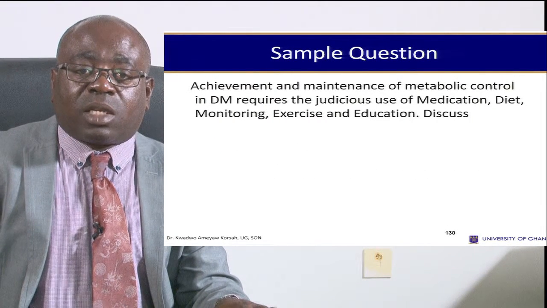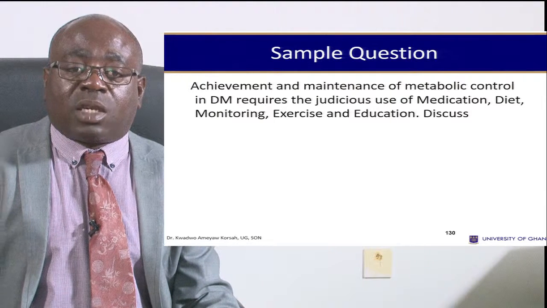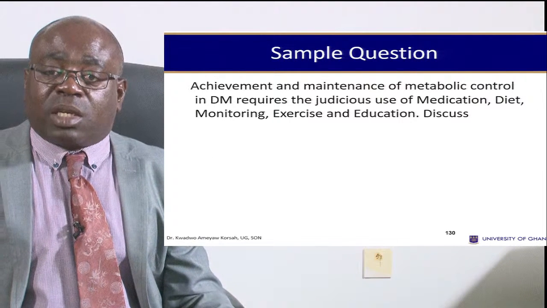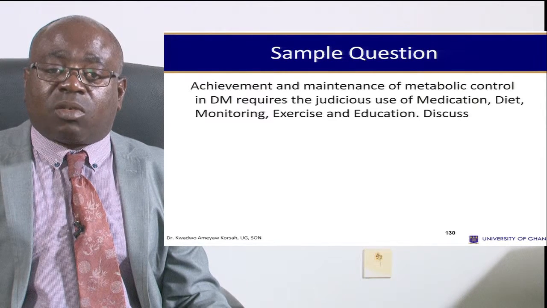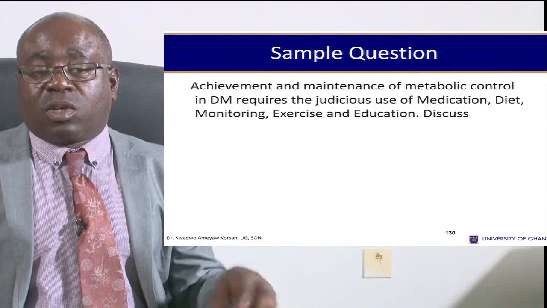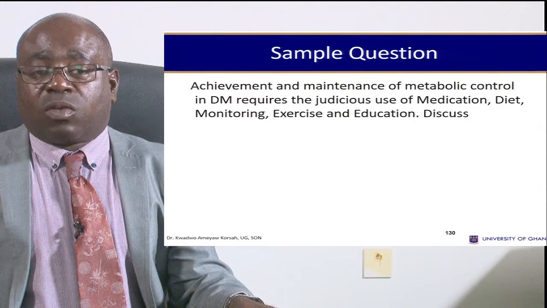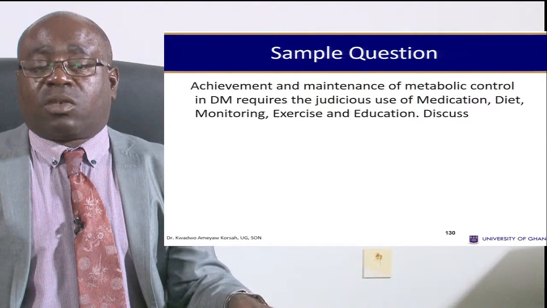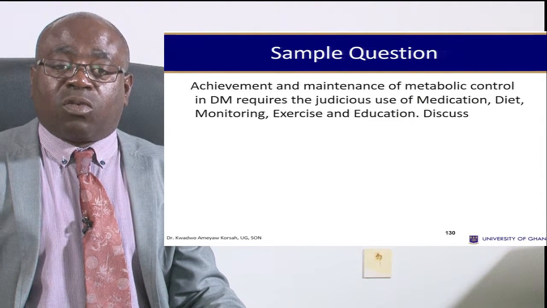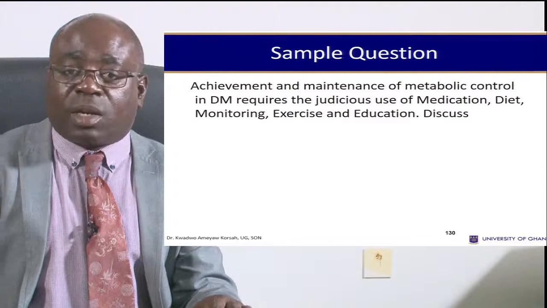And then another question is, achievement and the maintenance of metabolic control in diabetes requires the judicious use of medication, diet, monitoring, exercise and education. Discuss. And this is pointing to the fact that these are the major factors that we take into consideration to manage diabetes. Medication is very important, diet is very important, monitoring of the results is very important, exercise is very important, and education in general is very important. So these are the 5 major factors taken into consideration to be able to manage and to be able to achieve and maintain metabolic control of the glucose levels. Then we have to use these 5 factors.